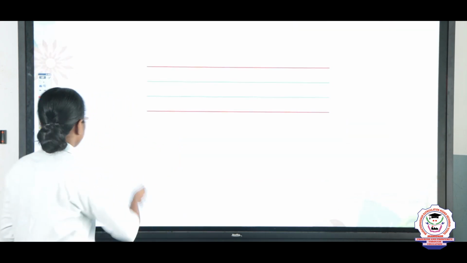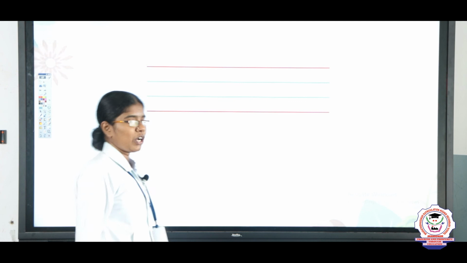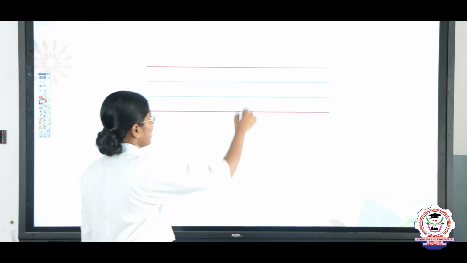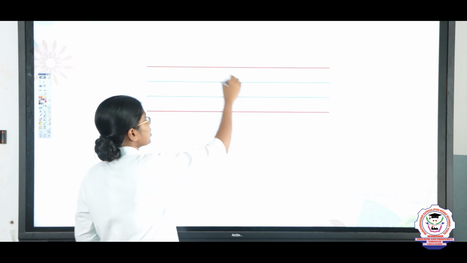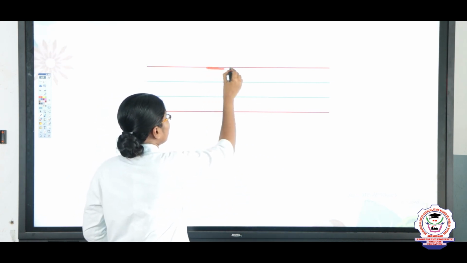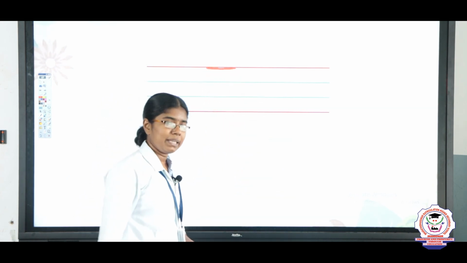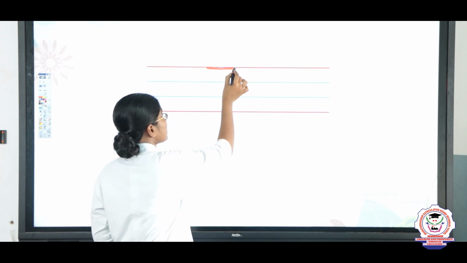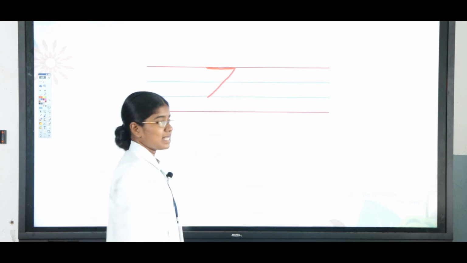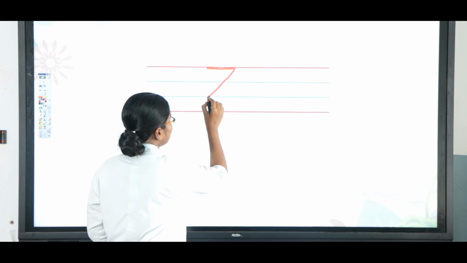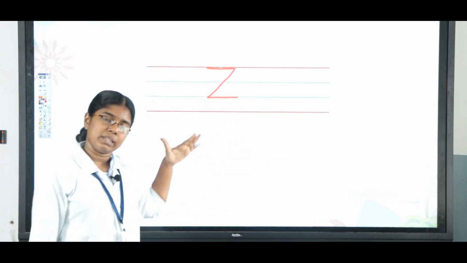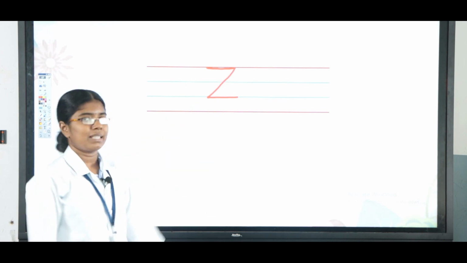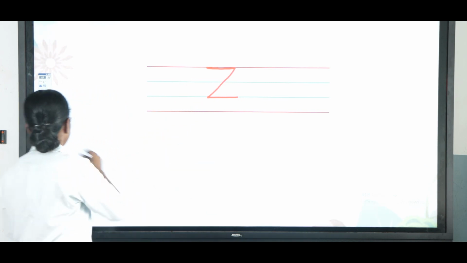Let's listen. We are going to write the letter Z now. See here. Keep your pencil on the top red line. Draw a sleeping line without lifting your pencil, come down with the slanting line. From here, again you have to draw a sleeping line on the third line. So, this is the letter Z, right children?